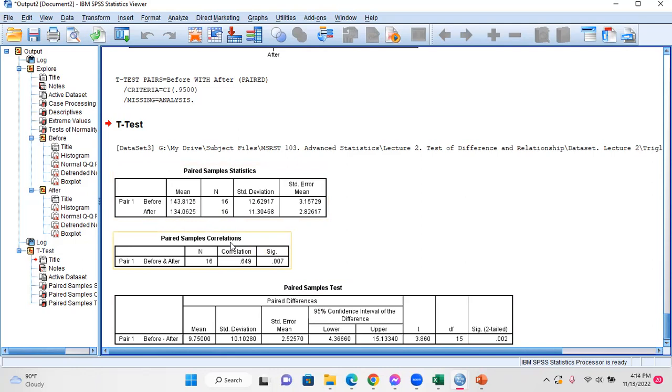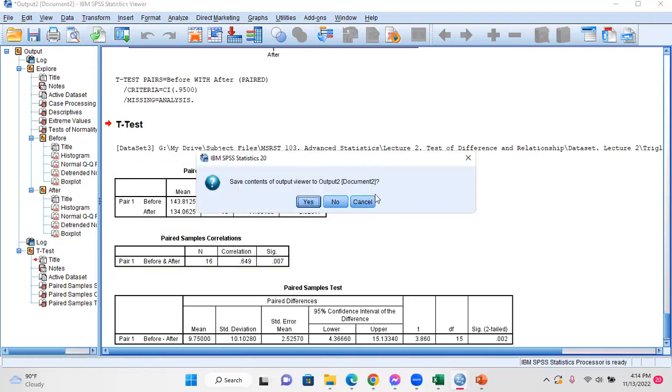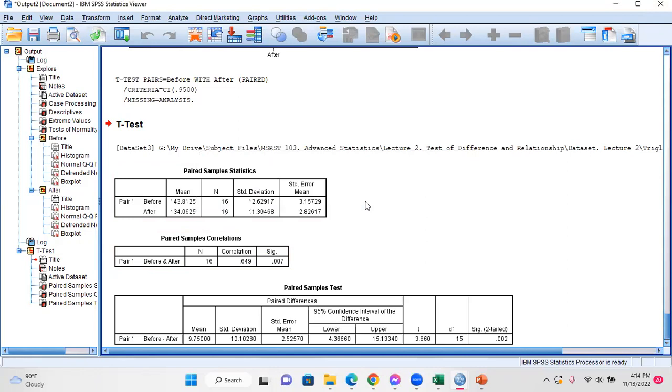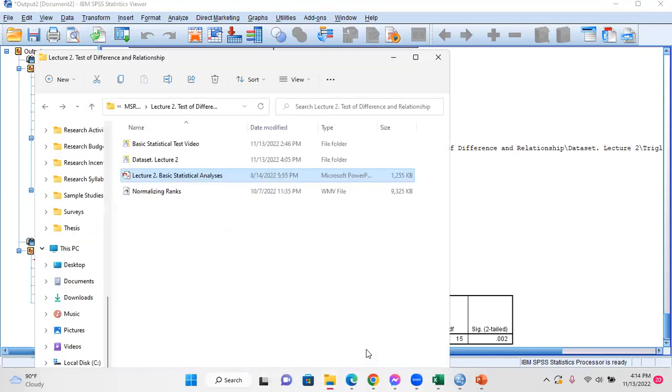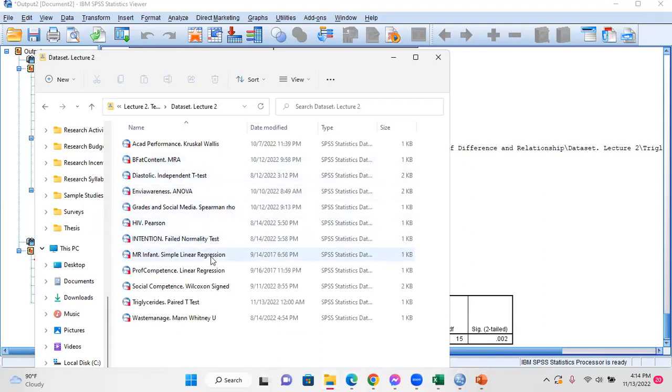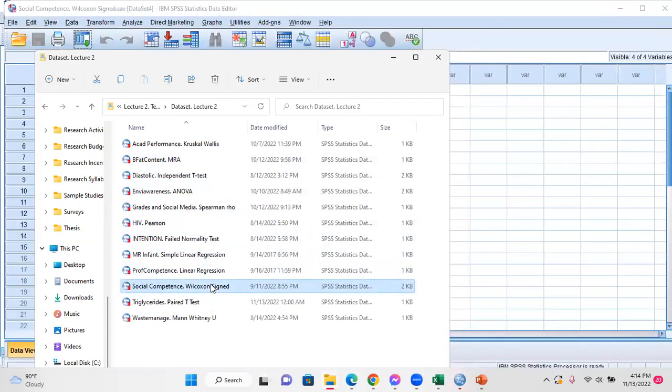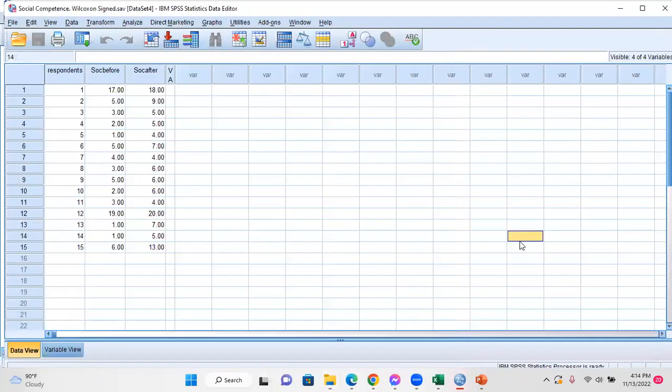Yes, ma'am. Okay. So, ano nga ang counterpart ng paired t-test? Before and after. Wilcoxon. Wilcoxon signed rank test. Okay. Open social competence. O, nahirapan ba kayo? Di ba parang hindi naman mahirap?